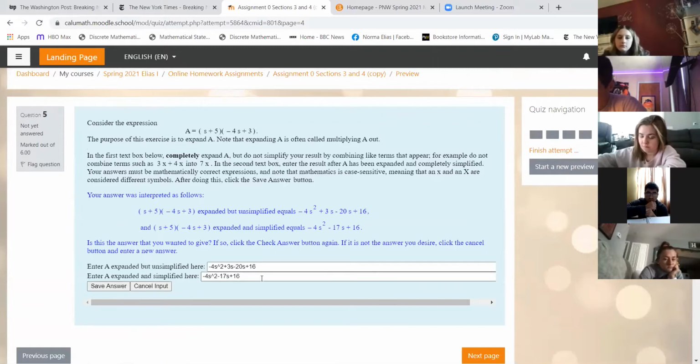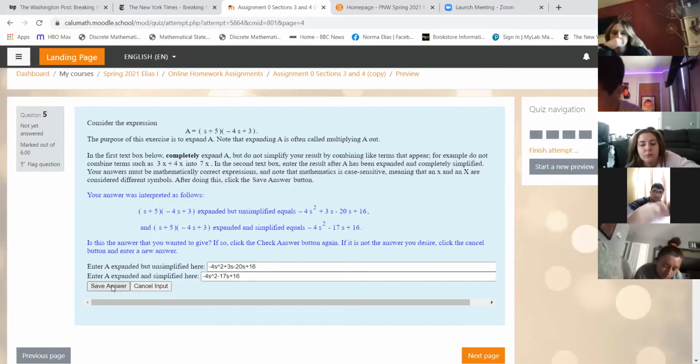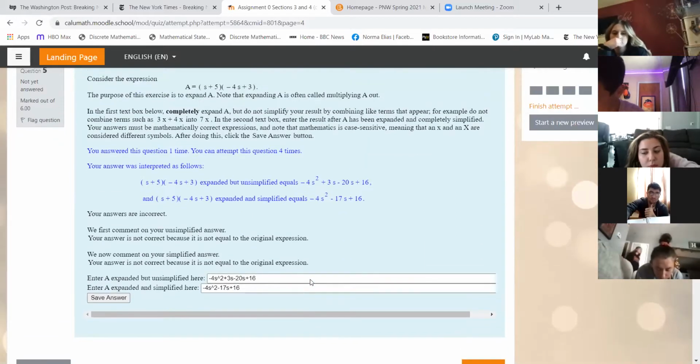Let's see what Moodle will do for me. Your answer was interpreted as follows. So they tell me how my answer was interpreted, so that you make sure that what you've entered is what you want. Is this the answer you wanted to give? If so, click check answer. If not, then press cancel and change it. Let us say I didn't pay any attention to what I'm doing. And then I say, okay, save answers. All right, let's see.